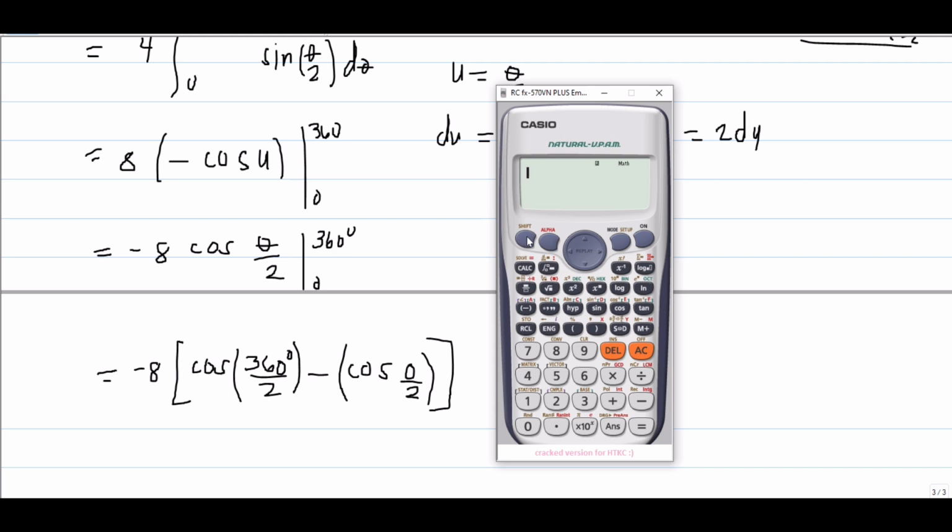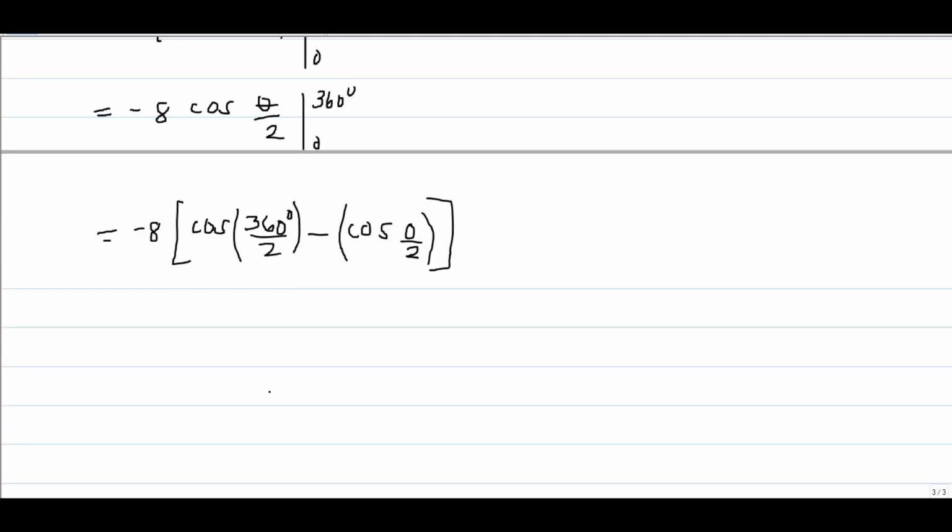In this case we set the calculator to degree mode: negative 8 times cosine 360 over 2, minus cosine 0 over 2. That will equal 16. Therefore the length of the curve is 16 units. That is the final answer.